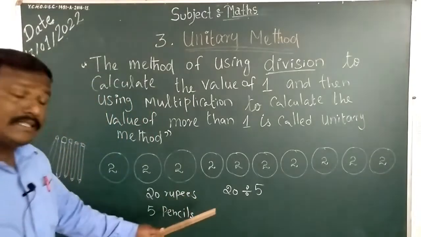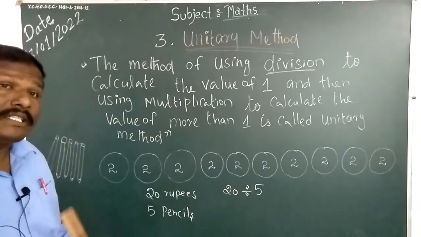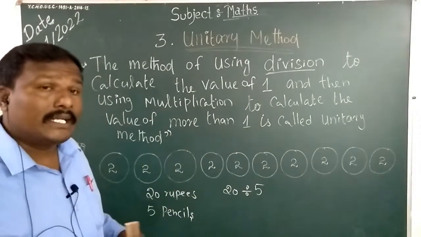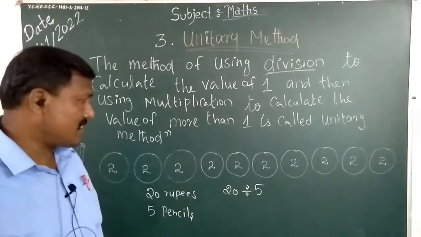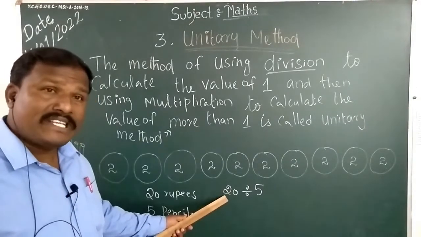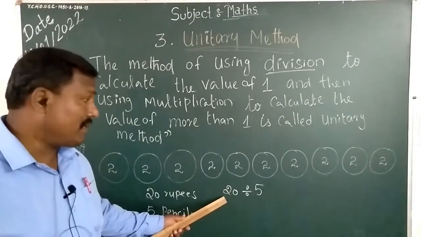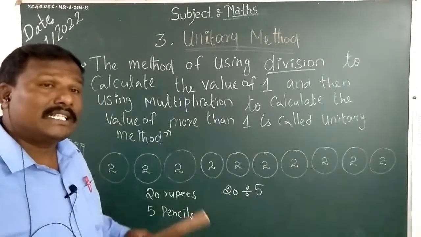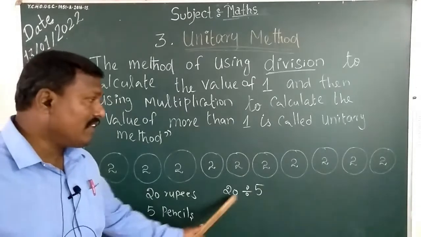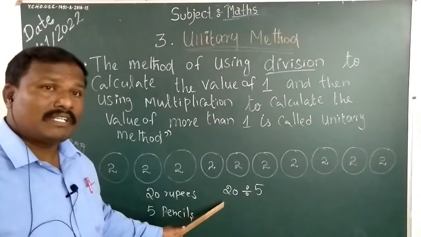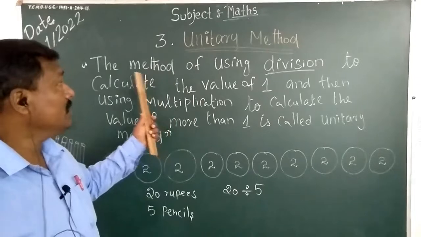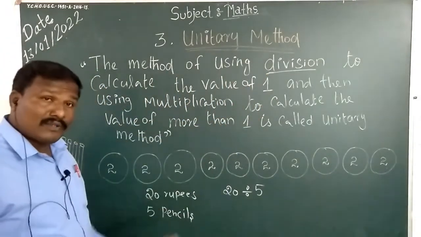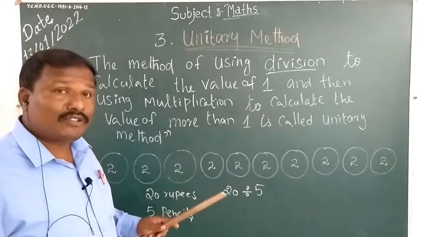20 is the amount I gave to the shopkeeper. 5 is the number of pencils he gave me. Now I want to find out the 1 pencil cost. So for that we have to do division. You know normal division, no? Because as per the definition, the method of using division to calculate the value of 1. So I want to find out the value of 1 pencil. For that we have to do division.